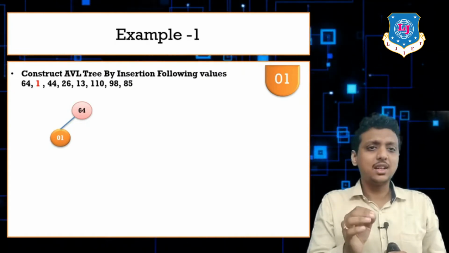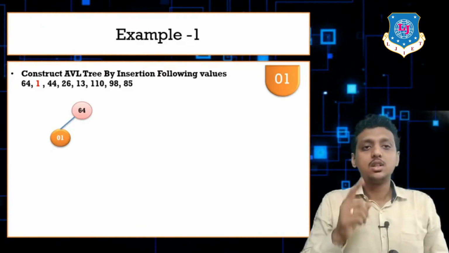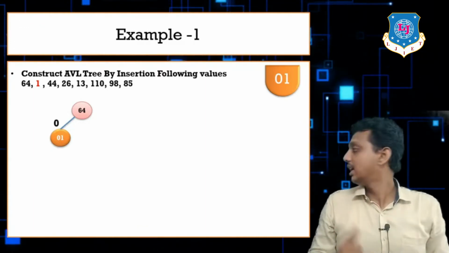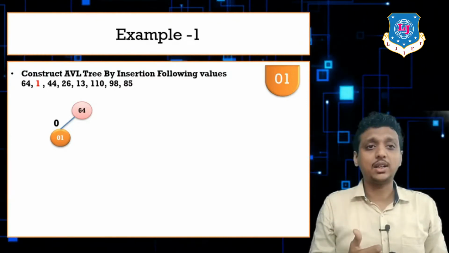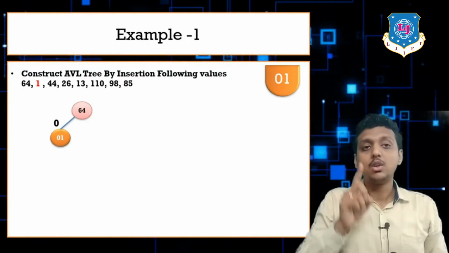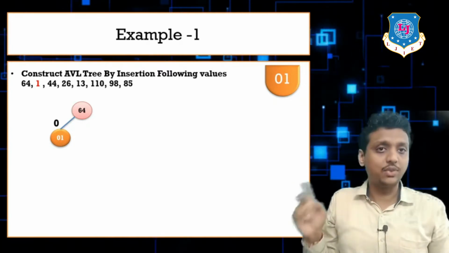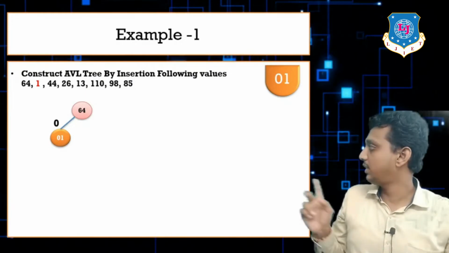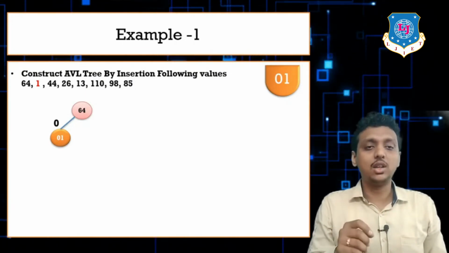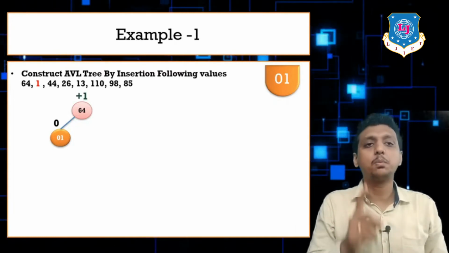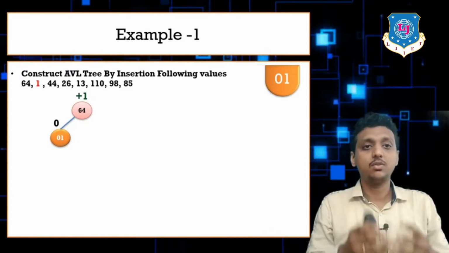After insertion, you need to write down the balancing factor. The balancing factor for 1: it is a leaf node, that's why the balancing factor becomes 0. Now on the left side of 64 we have 1, and on the right side of 64 we have 0 levels, so 1 minus 0 becomes +1. So the balancing factor of node 64 is +1.